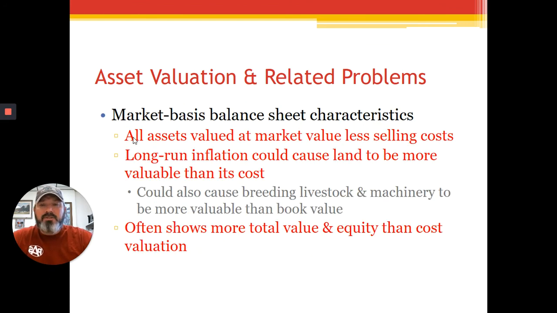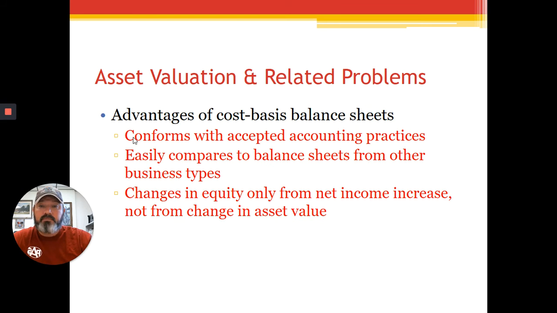Of course, then you could also do what we call a market-based balance sheet, where all assets are valued at market value less the selling cost. Long-run inflation could cause land to actually be more valuable than its cost. So maybe you bought a piece of land for $5,000 an acre, but it appreciated over time. Now it's worth $8,500. That moves your balance sheet in a much different direction than if you just put $5,000 an acre on. So often it shows more total value in equity than the cost valuation that we looked at in the prior slide.